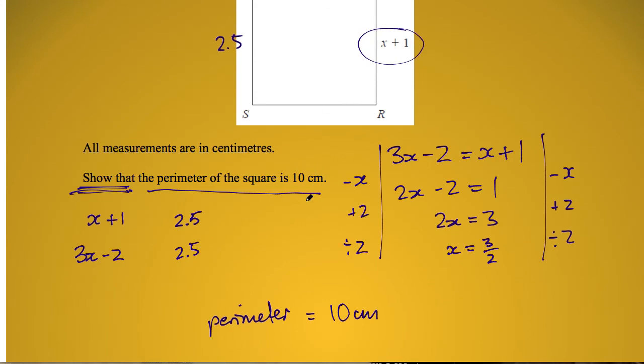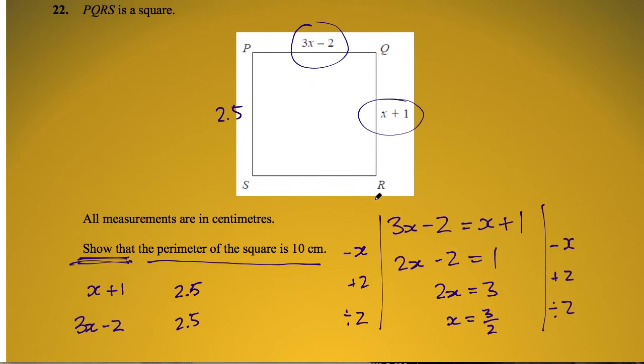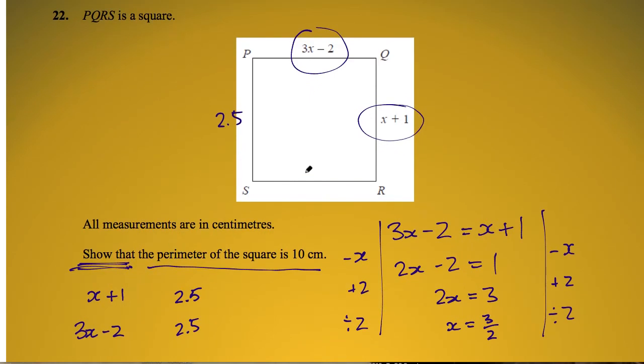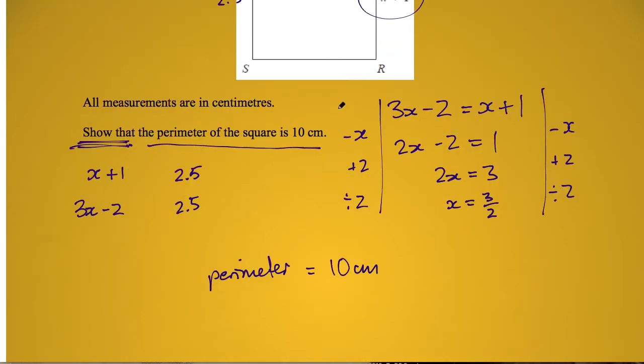So you're not meant to use this fact at all in your answer until the very end when you check that it's correct. It's basically to stop people going wrong on the way. So show that basically just means answer this question. It basically means find the perimeter of the square, and then check that you get 10 centimeters. So that's all show that questions.